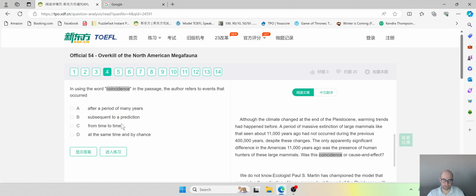But if we really wanted to know why D is the answer, well, let's look at the language they use. At the same time, okay, but what really gave it away was by chance. Because I know based on this sentence, coincidence means something that could have happened accidentally, by luck, randomly, spontaneously, or by chance. So yeah, that matches chance and at the same time. So you pick choice D and you're done.